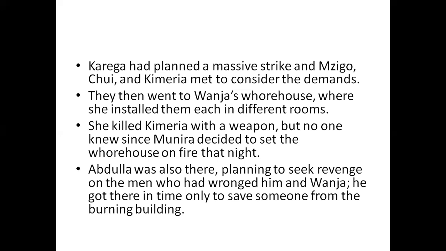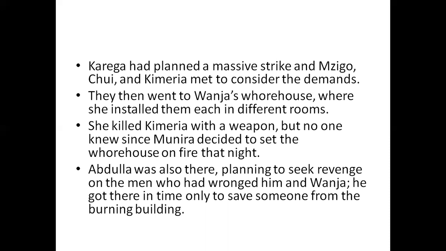She killed Kimeria with a weapon. So putting these three men together, that is Kimeria, Chui, and Mjigo, first time, Wanja killed Kimeria with a weapon. That means with a weapon. And no one knew, since Munira decided to set the whole house on fire that night. Okay, so Wanja had another plan. That is, he will be setting fire on this whorehouse, that is the Sunshine Lodge.